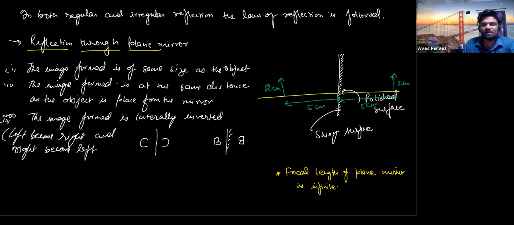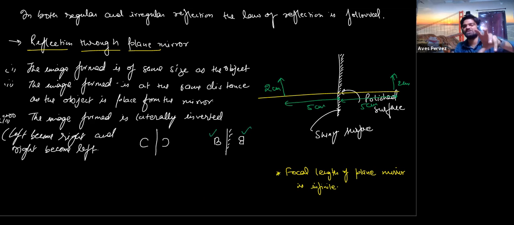The third one is that they form a laterally inverted image. What do you mean by laterally inverted image? Not only the plane mirror, all mirrors forming a virtual image make a laterally inverted image. Laterally inverted means left becomes right and right becomes left. If you see a B like this, the image of the B will be like this, meaning it will be laterally inverted.